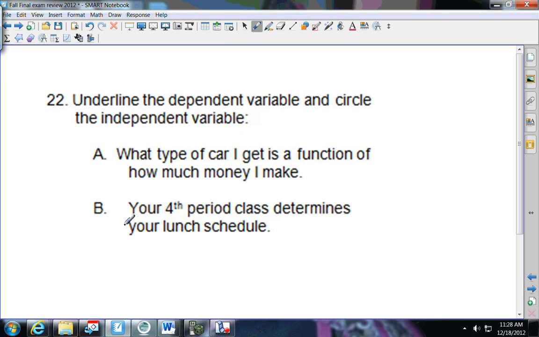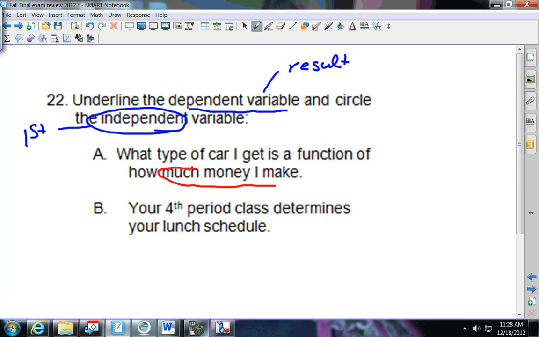Next one, it says underline the dependent variable and circle the independent. Independent, remember, is the thing that happens first. The dependent variable is the result or what happens second. It says, what type of car I get is a function of how much money I make. The first thing you have to do is make the money. So the independent variable is making the money. The dependent is going to be the type of car you get.